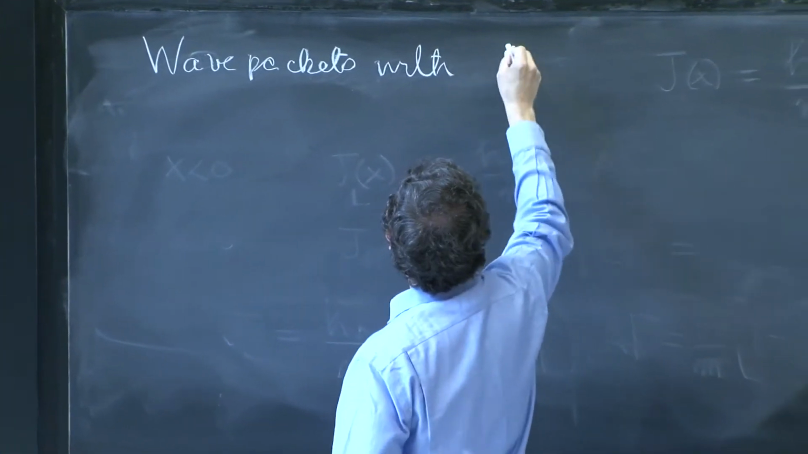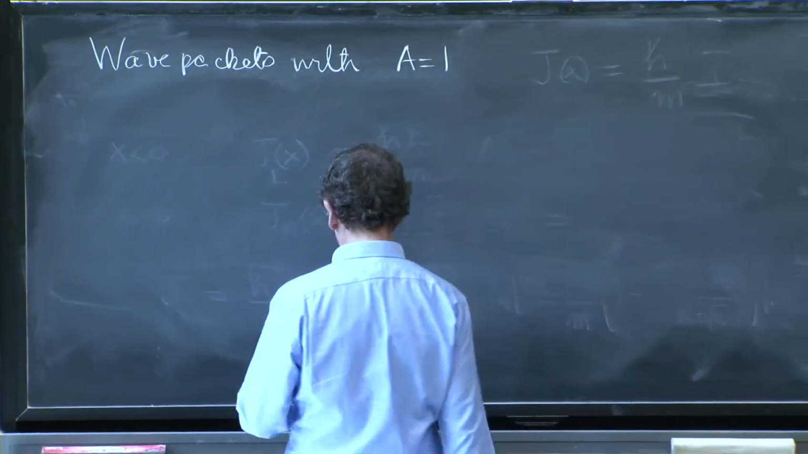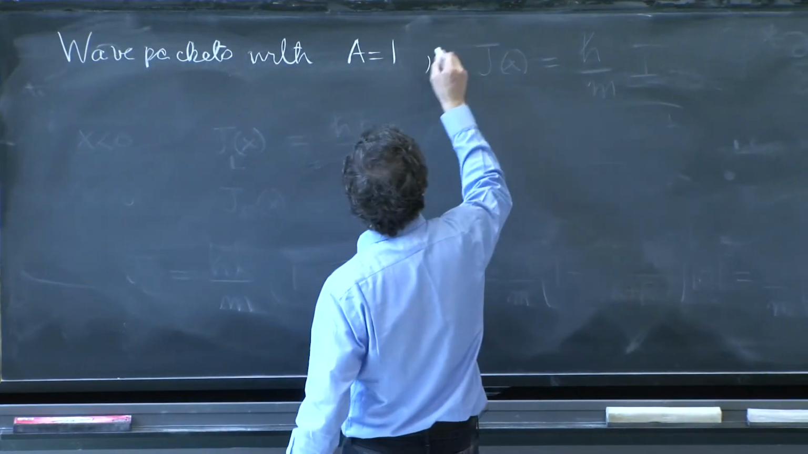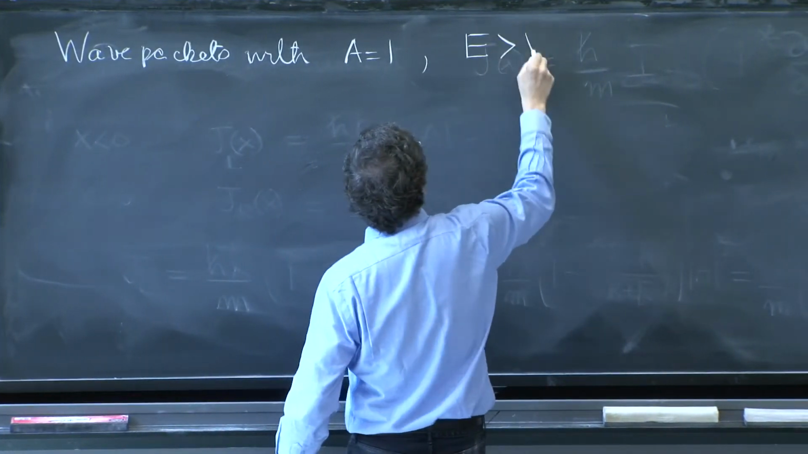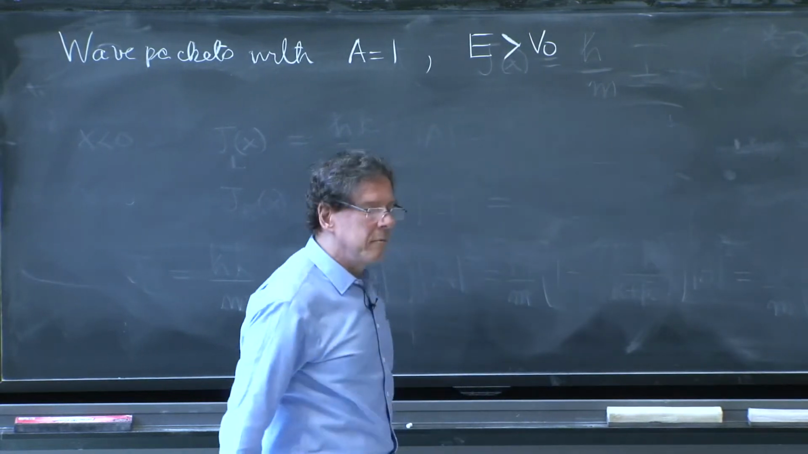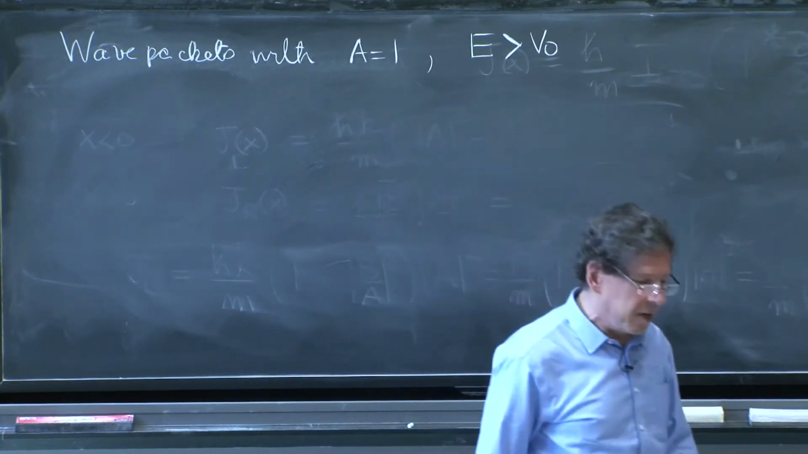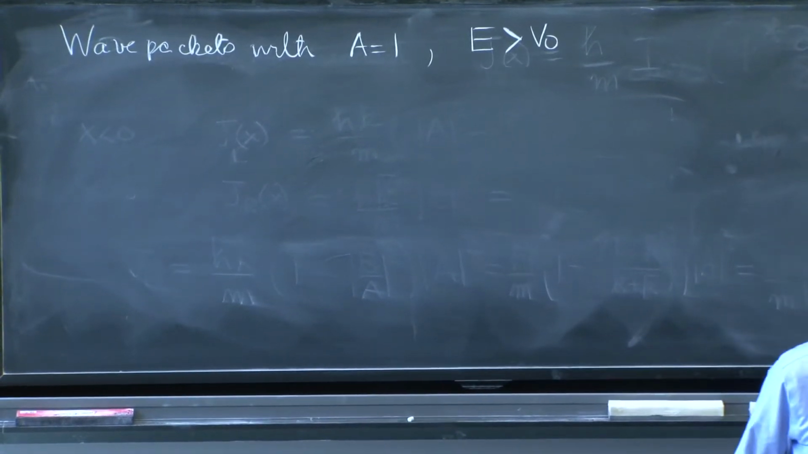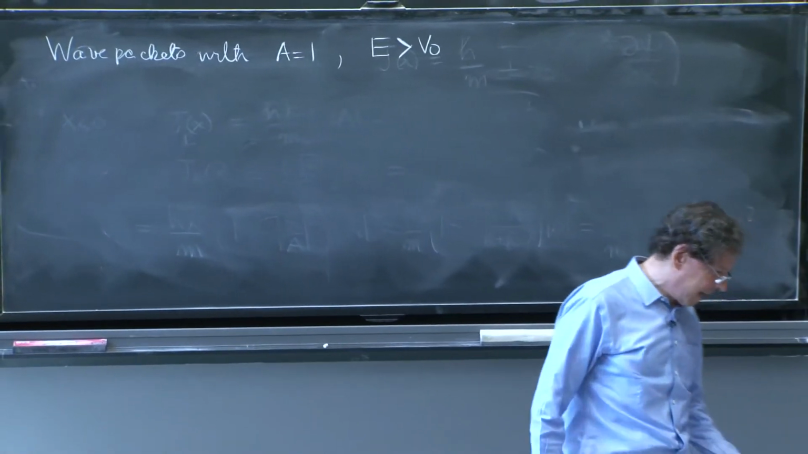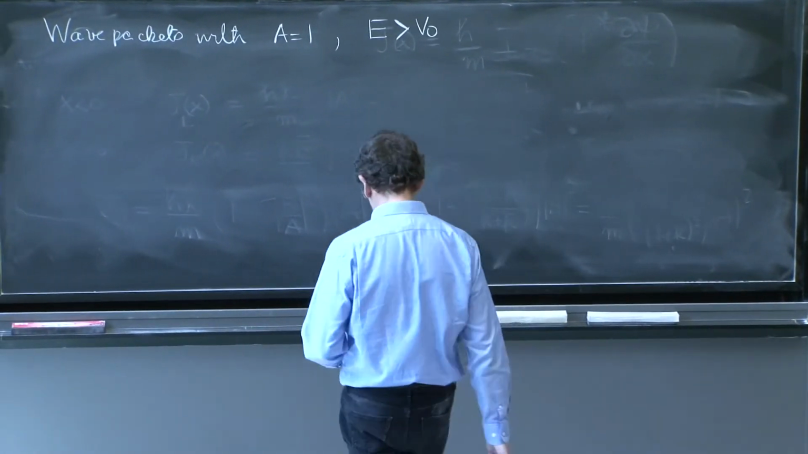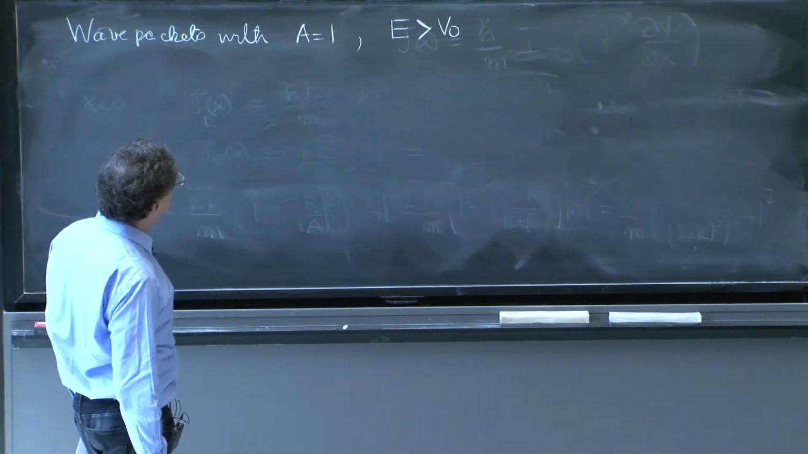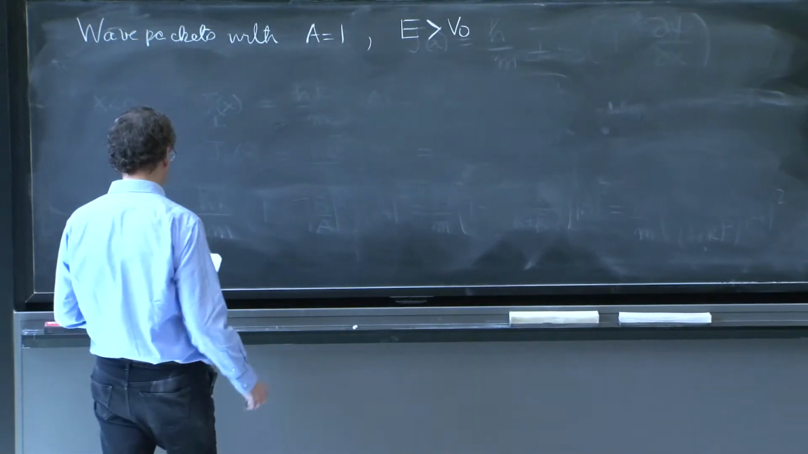I'm going to use A equals 1 in the solution. Now I've erased every solution, and we'll work with E greater than V naught to begin with. The reason I want to work with E greater than V naught is because there's a transmitted wave. So that's kind of nice. How am I going to do that? OK, I'm going to write it the following way.